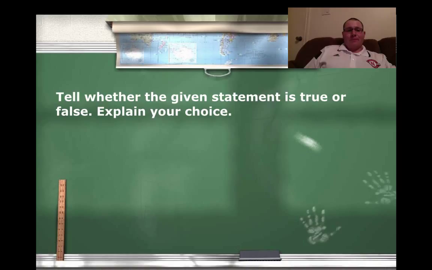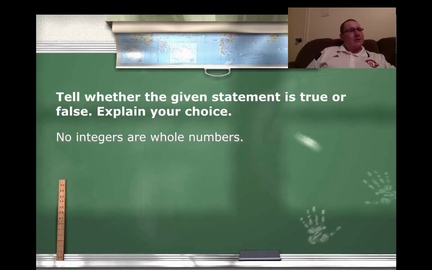Okay, moving on. Tell whether the given statement is true or false and explain your choice. Here it is. No integers are whole numbers. Are any integers whole numbers? This says no integers can ever be a whole number. Well, if you think about it, is 1 an integer? Yes. Is that also a whole number? Yes. So this must be false.